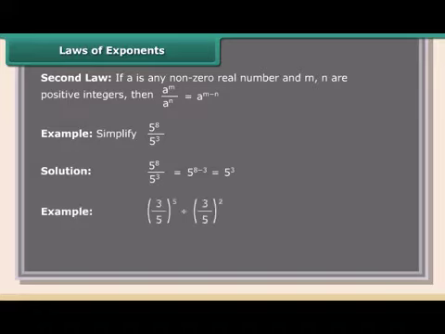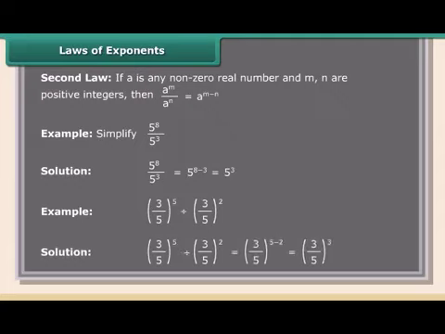Example: (3/5)^5 divided by (3/5)^2. Solution: (3/5)^5 divided by (3/5)^2 is equal to (3/5)^(5-2) = (3/5)^3.